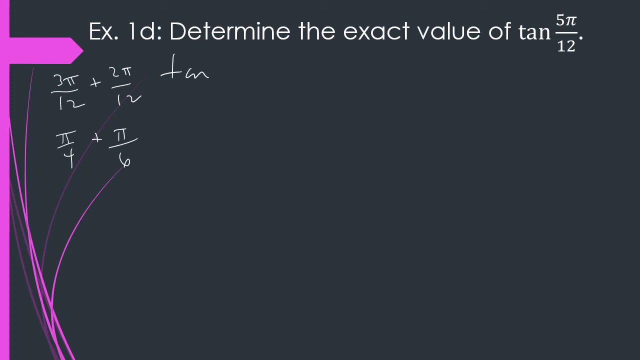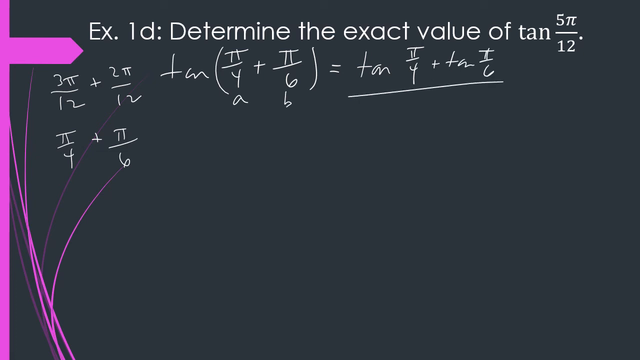So tan 5 pi over 12, we can make it a compound addition formula for tan. Pi over 4 plus pi over 6. And then we've got to sub it into that beast tan formula. So tan pi over 4. And don't forget, this is like your A, this is like your B. Tan pi over 4 plus tan pi over 6, all over 1 minus tan pi over 4, tan pi over 6.